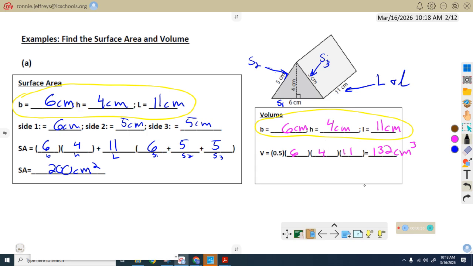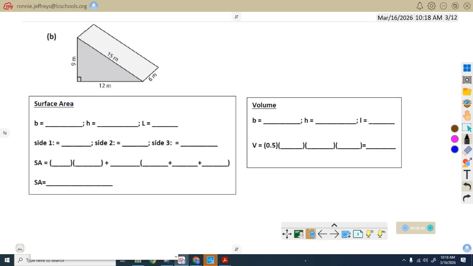Okay. All right. So now let's look at B. Okay, a little bit different kind of shape in the fact that it's still a triangle. It actually looks like half of what we just had, but it doesn't matter. It's a prism. But Ronnie, look how it looks like a triangle that has a rectangle on the top. I know, that's why it's called a prism.